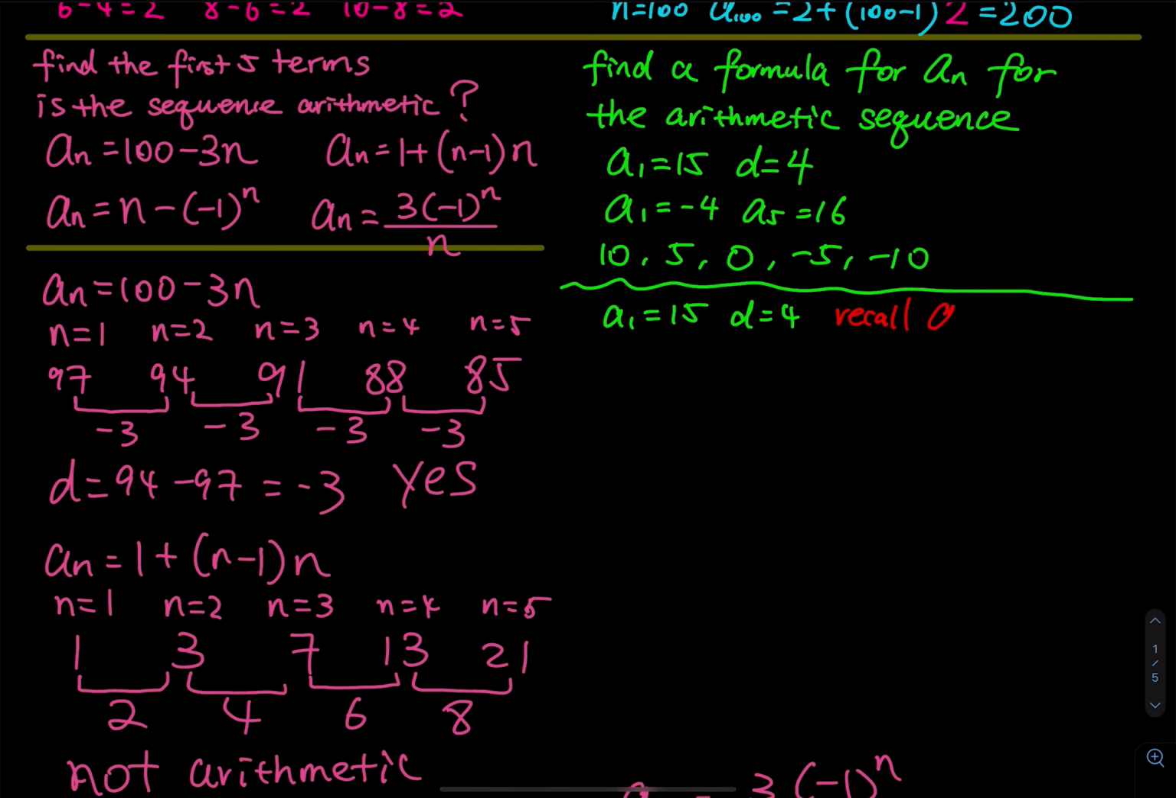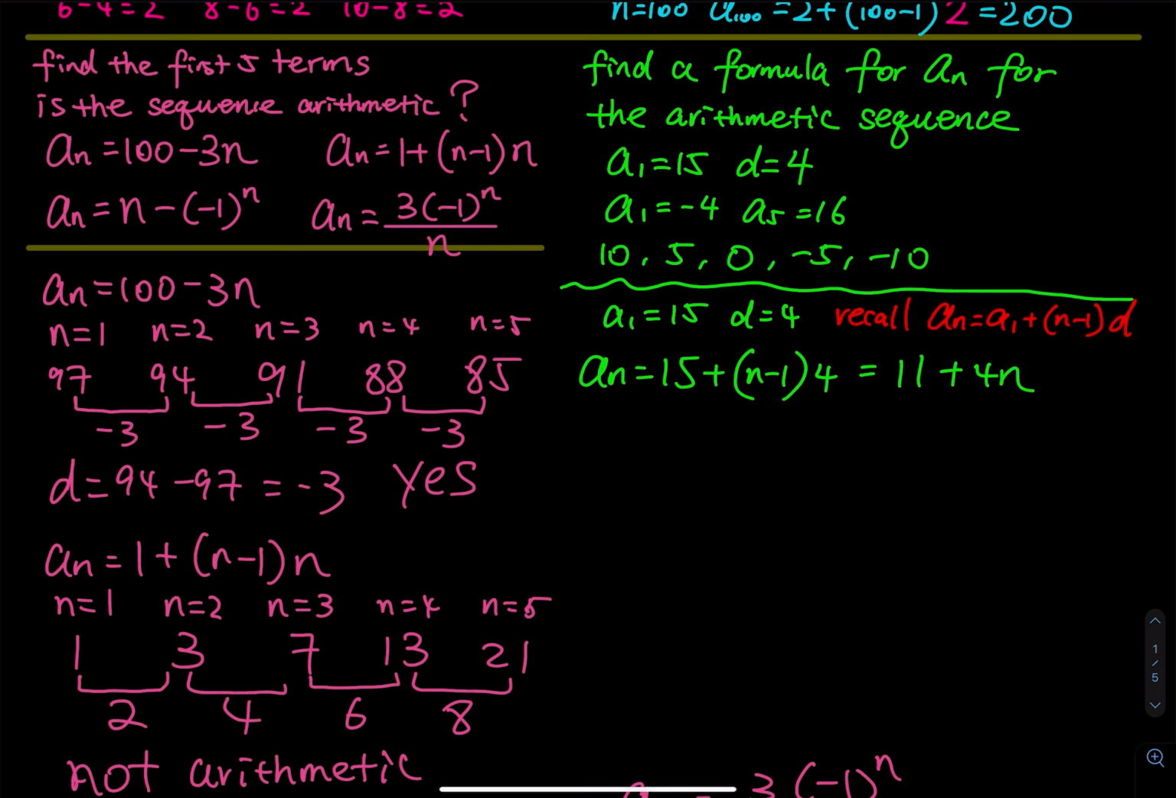The a_n is equals to the first term and then plus the number of term minus 1, and then you multiply the common difference. So back to the first problem, the a_n that is equals to the first term, and then plus n minus 1, and then multiply the common difference. So all you have to do is you simplify this. 15 minus 4 is equals to 11, and then you plus 4n. That's it.